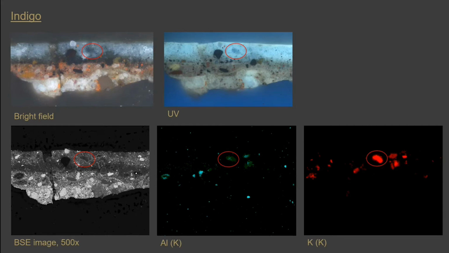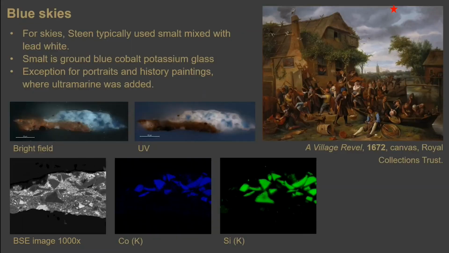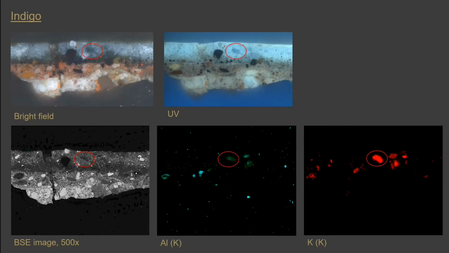And we now assume that this treatment or this substrate is what causes the strong fluorescence, which is comparable to red and yellow lakes, also on an alum substrate. We have found this type of indigo in more 17th century examples recently.